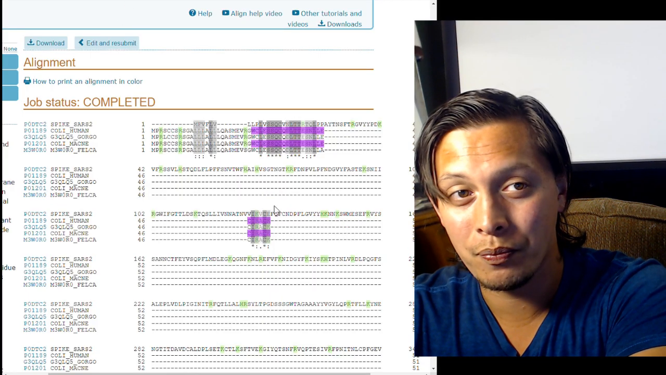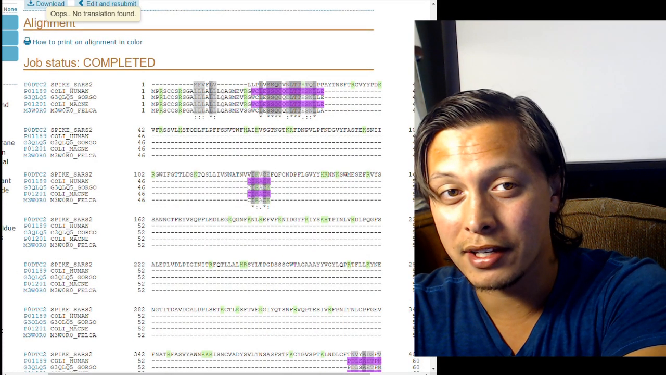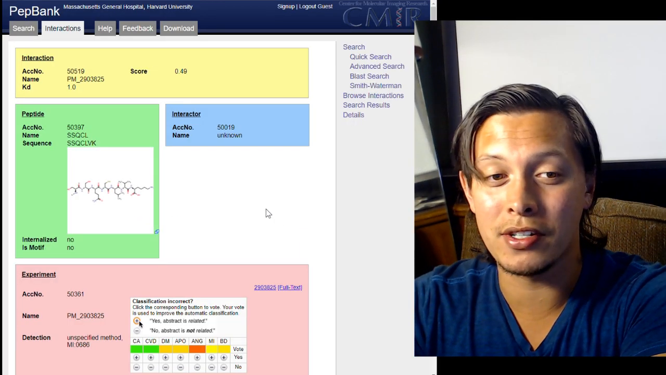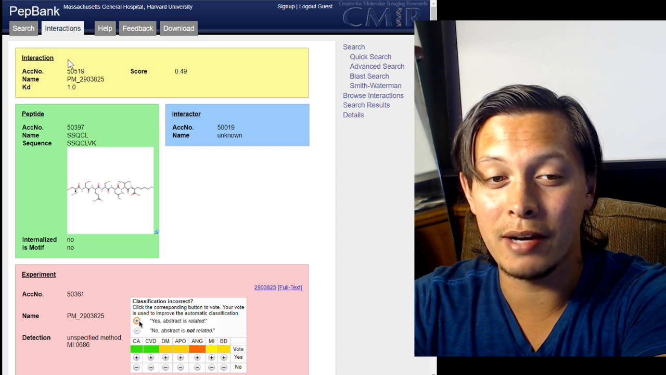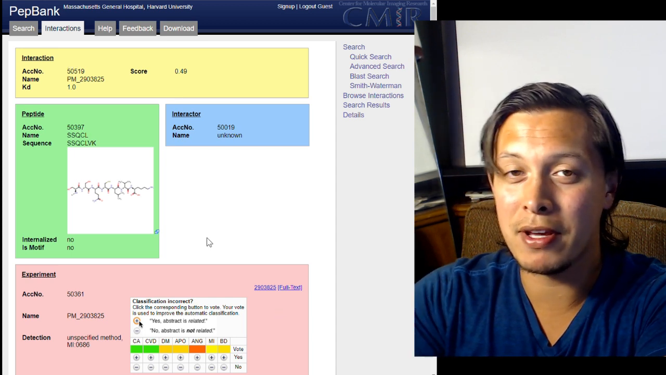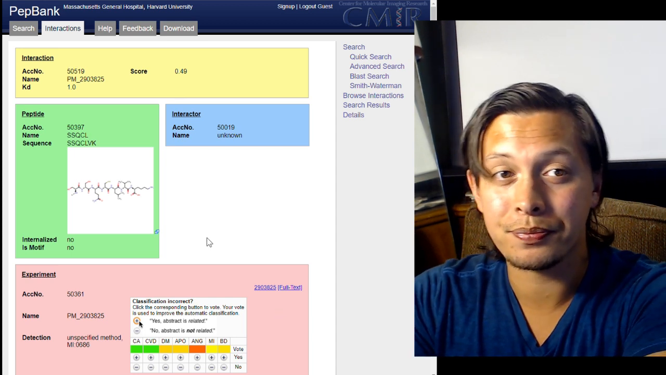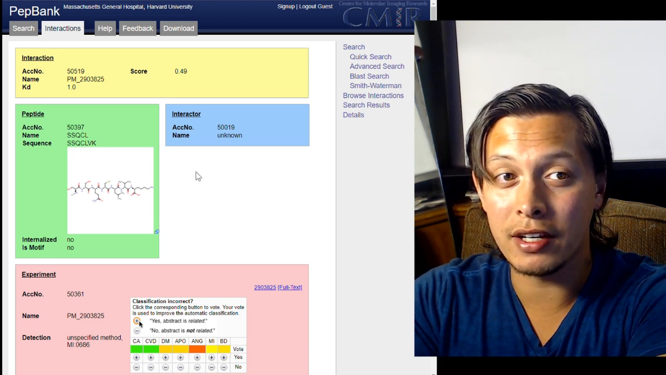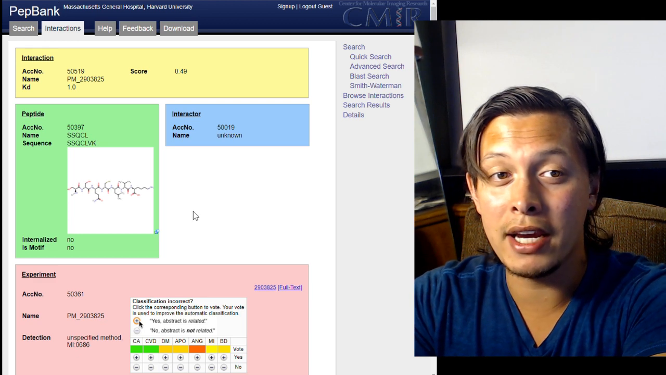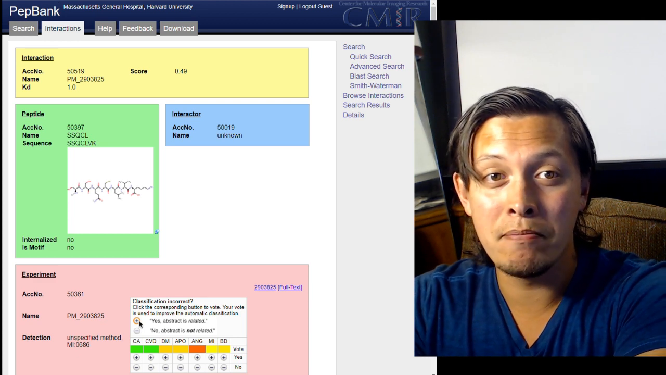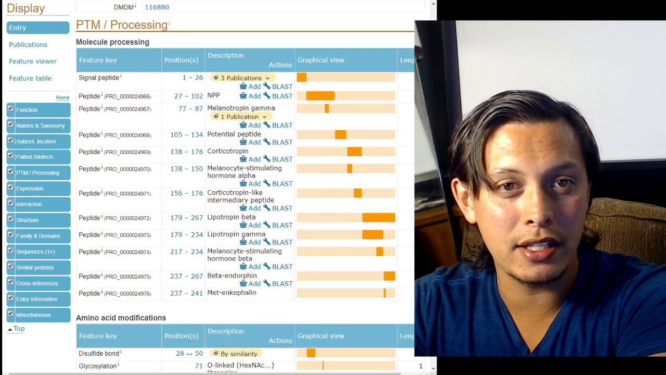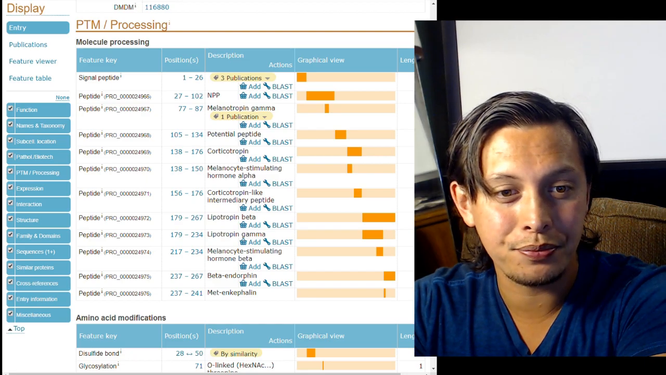But this is how you would theoretically find pieces of the amino acid sequence that might be physiologically relevant. Now, this is the long, tedious way to do it. But luckily for us, pepBank has made a much better method of doing this process. So I'm going to X that out, and I'm going to get the peptide database out.